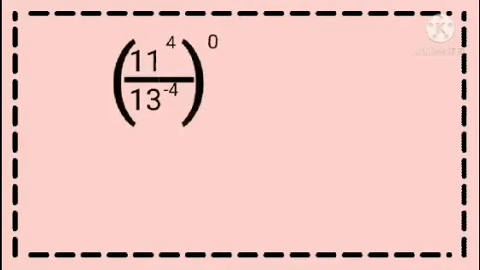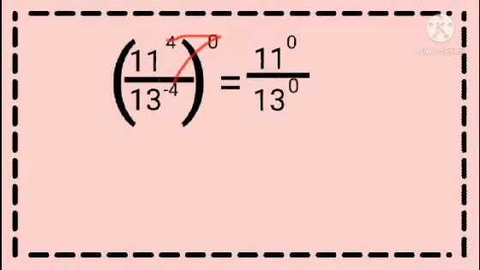Let's give some more examples. First, distribute 0. After that, we will have 11 raised to 0 over 13 raised to 0. By applying the rule of zero exponent, 11 raised to 0 is equal to 1, and 13 raised to 0 is equal to 1. And the final answer is 1 over 1 or 1. Let's give the last example.